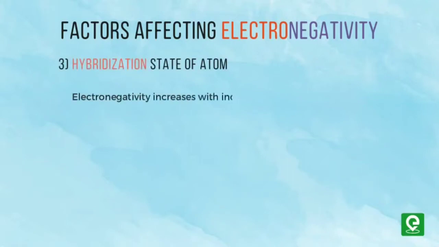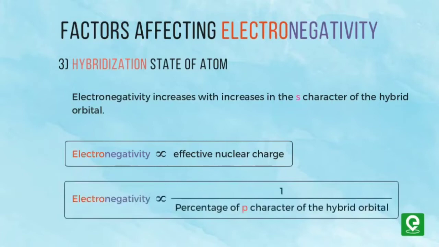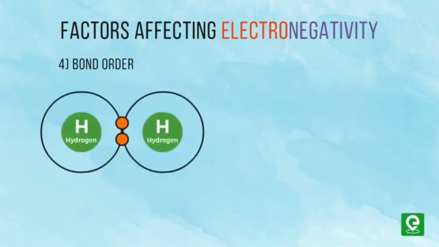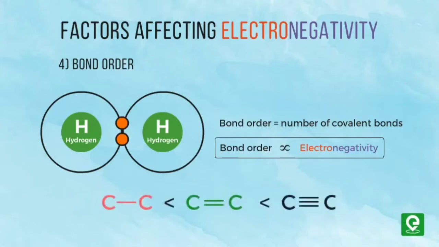Electronegativity increases with increase in the s character of the hybrid orbital. This happens because the s orbital is nearer to the nucleus and thus feels greater attraction, resulting in increase in electronegativity. Number 4, bond order. The number of covalent bonds present between two bonded atoms is known as bond order. With increase in the bond order, the bond distance decreases, effective nuclear charge increases, and therefore electronegativity increases. The increasing order of electronegativity is single bond, then double bond, then triple bond.